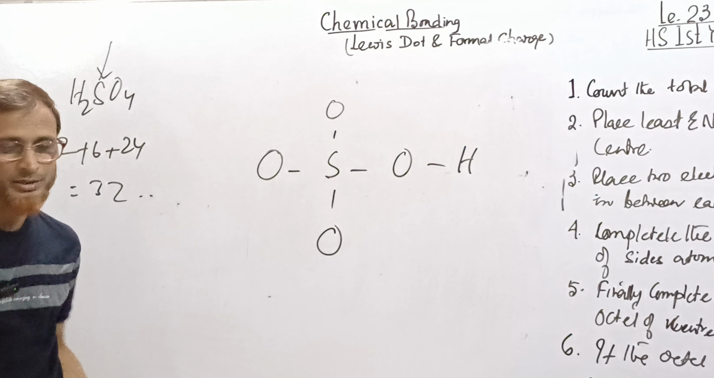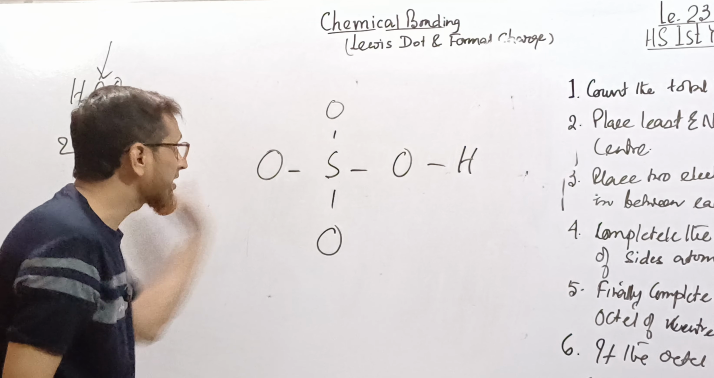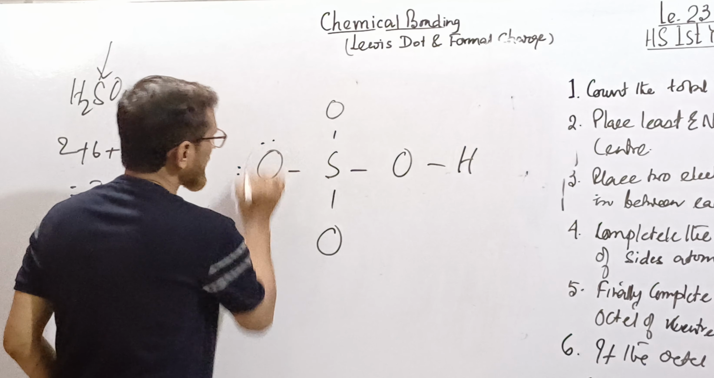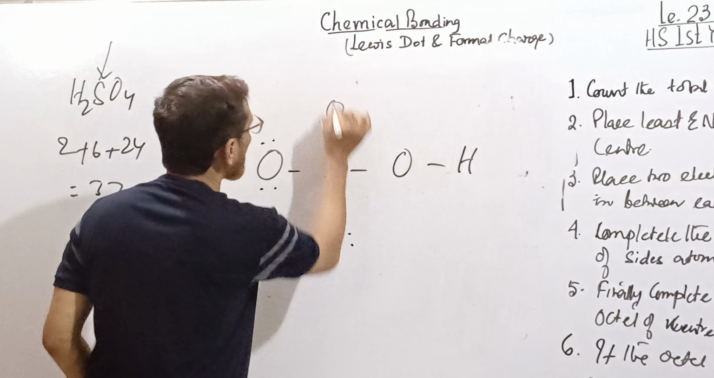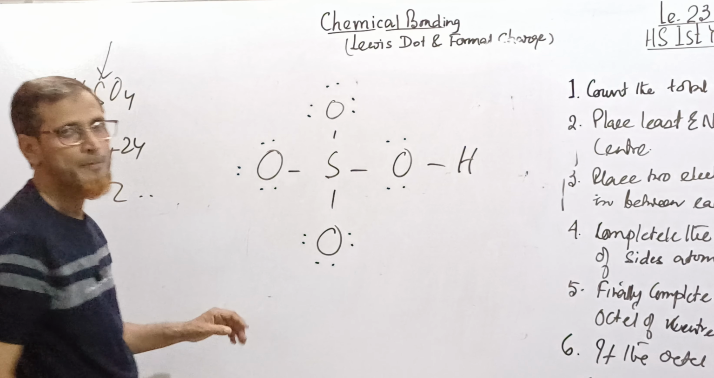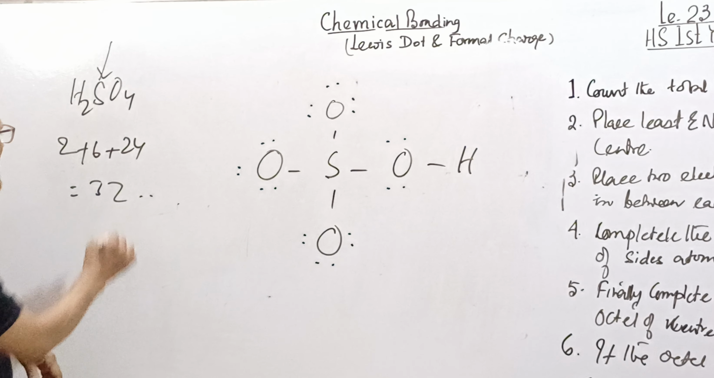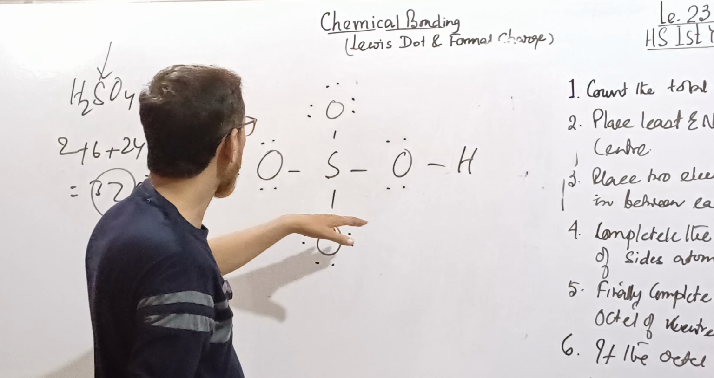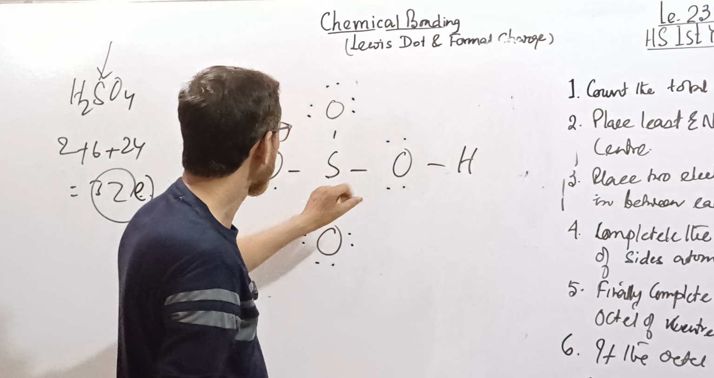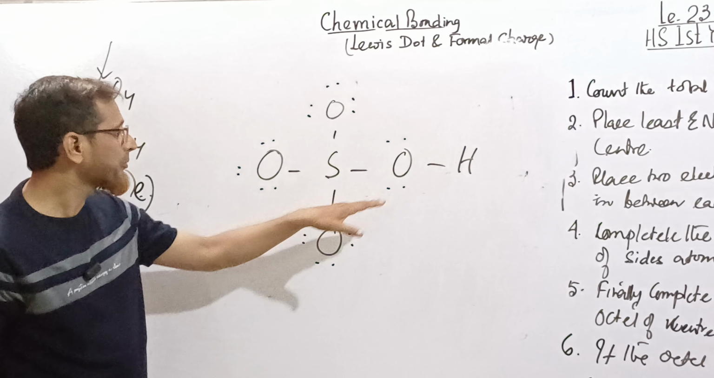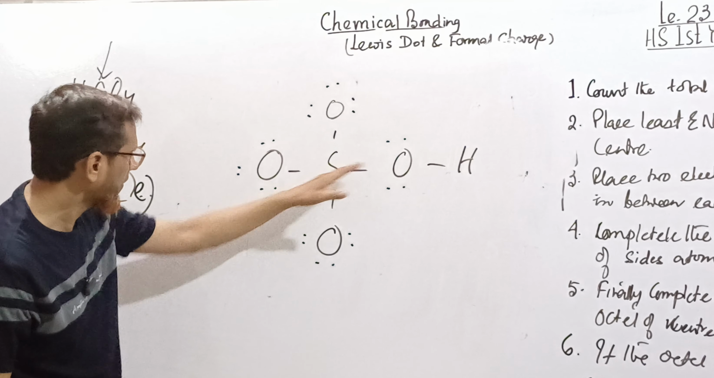Now it's your turn to fill the octet of the individual atoms. So 1 2 3 4 5 6, 1 2 3 4 5 6, 1 2 3 4 5 6, 1 2 3 4 5 6 7 8. So you calculate, you are getting 32 electrons. Now let us calculate the formal charge of each and every atom.